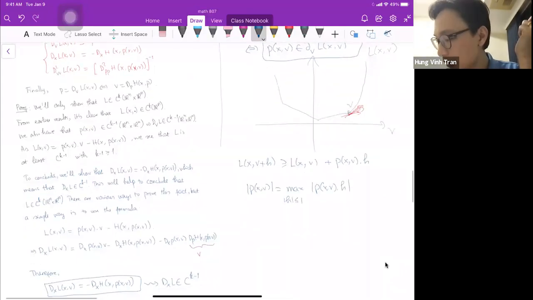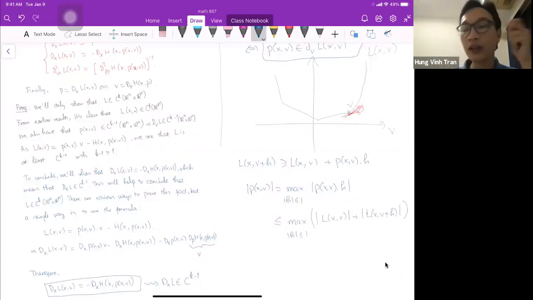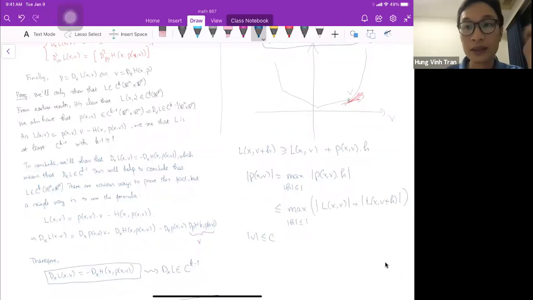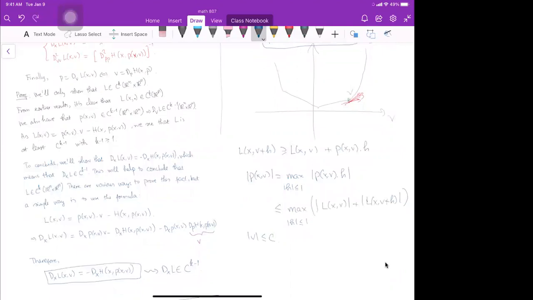And clearly this is less than or equal to the maximum over all H less than or equal to 1 of, just take everything you want, L(X,V) plus H. And now you know that V is bounded, right? If V is bounded by C, then the right-hand side is bounded. Does that make sense? Yes. Thank you.